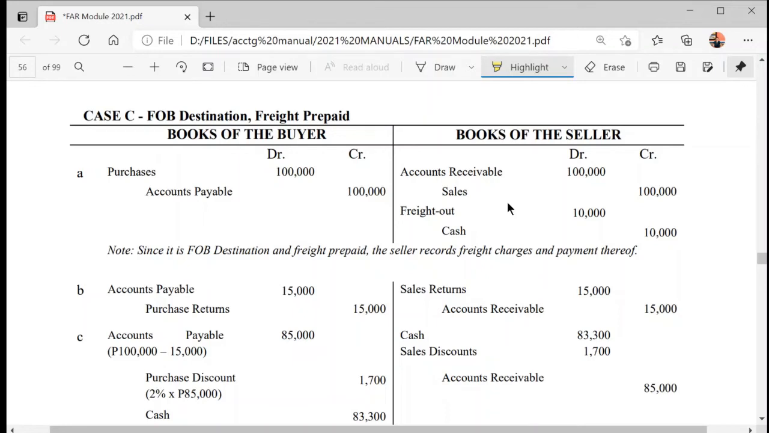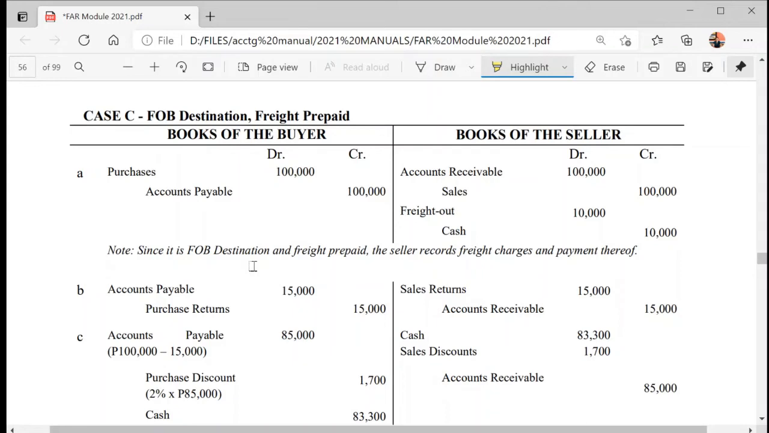So if the seller is the one who records the freight, the term should be out. Then, credit cash. Why do we credit cash? Because the seller actually paid for the freight. How do we know, ma'am, that the seller is the one who actually paid for the freight? Because the term here is freight prepaid. It was paid in advance, and the seller is the one who paid.